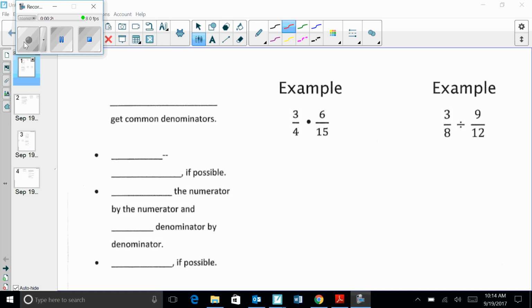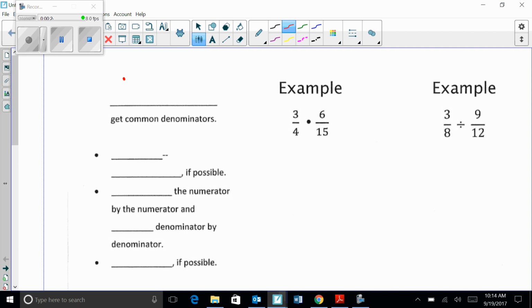So the first thing you're going to write is that we do not get a common denominator. So you do not have to have a common denominator. Your second step, and you don't have to do this, you're going to have to simplify at one point throughout the process. I simplify before, and I do that by doing cross reduce.